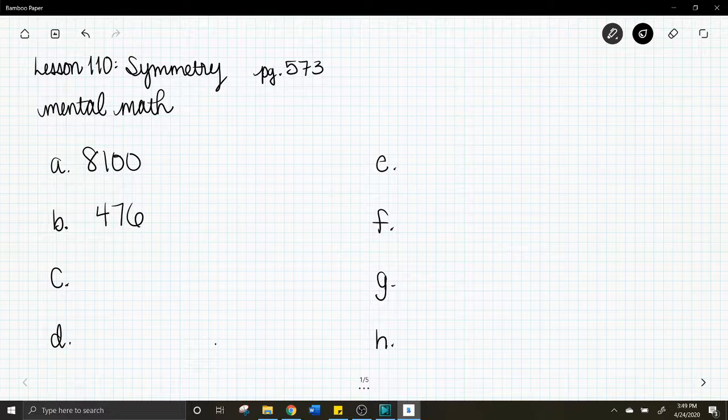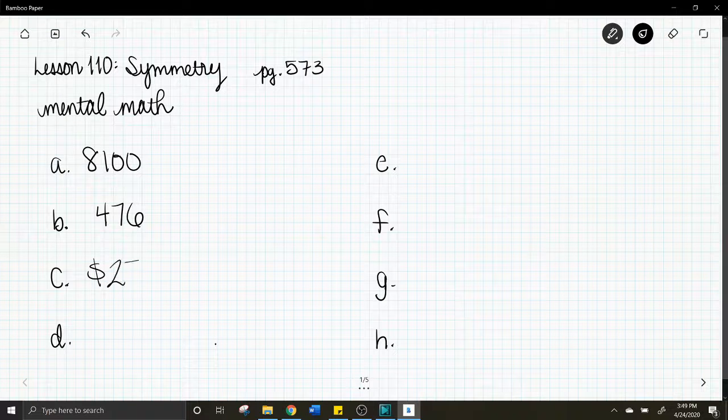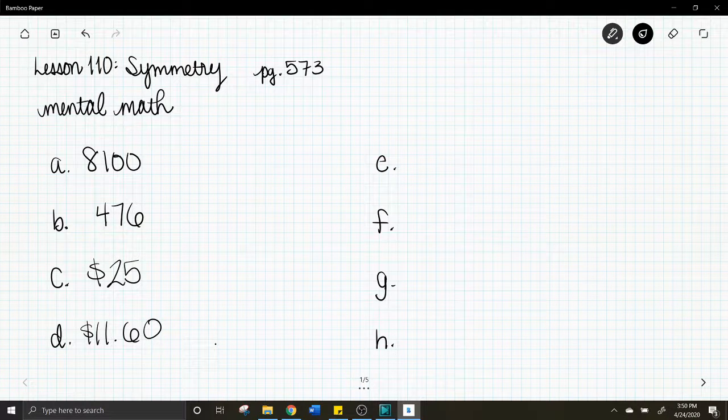Letter C, 50% of $50. What is 50% of $50? All right, the answer to that is $25. Letter D, we've got $7.62 plus $3.98. It is $7.62 plus $3.98. And the answer is $11.60.